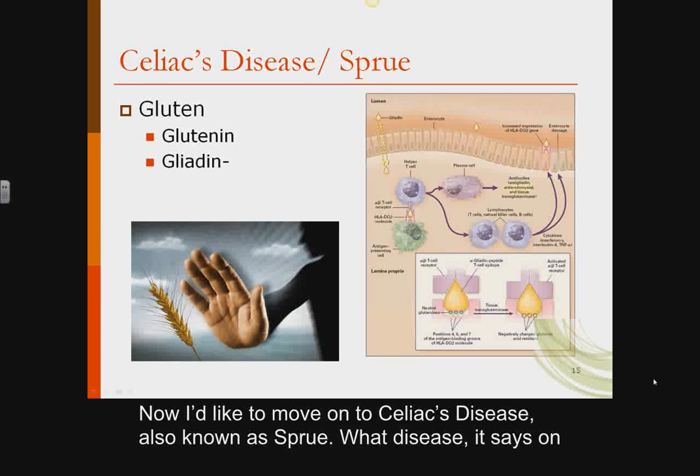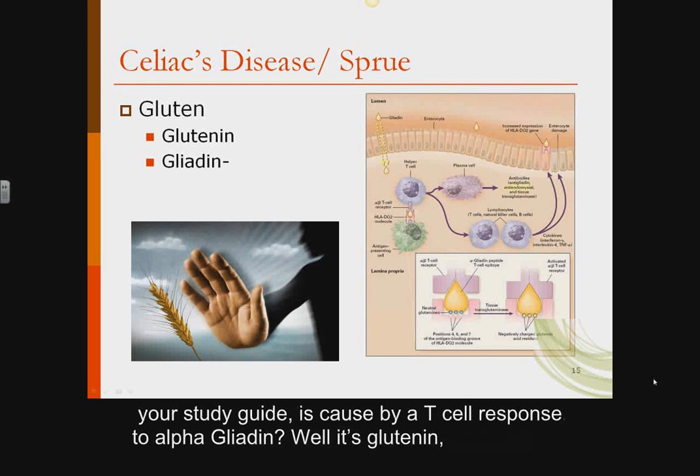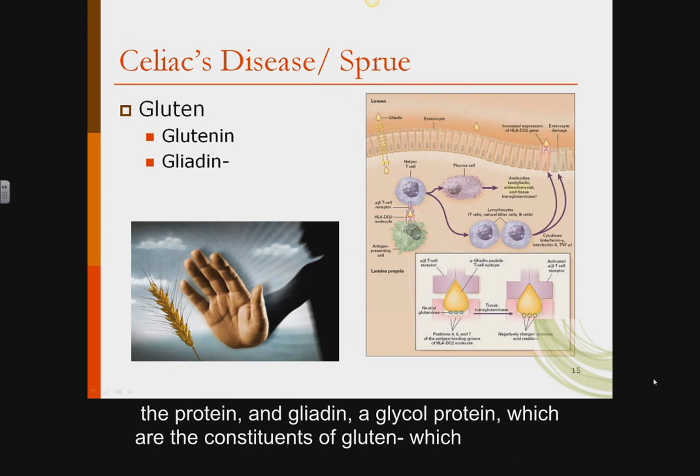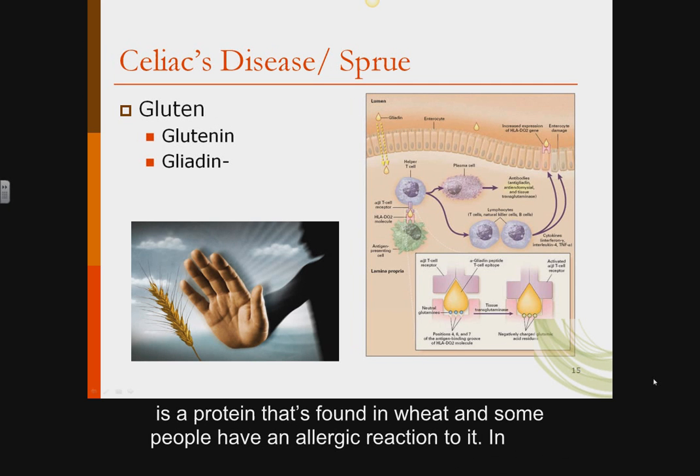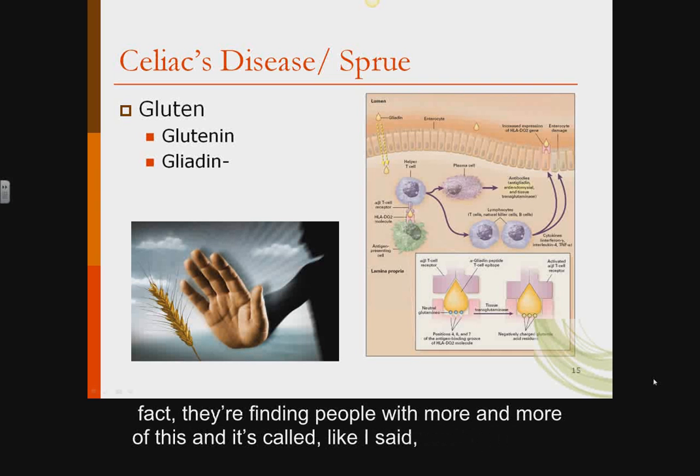Now I'd like to move on to celiac disease, also known as non-tropical sprue. What disease does your study guide say is caused by a T-cell response to alpha-gliadin? Well, it's glutenin, the protein, and gliadin, a glycoprotein, which are the constituents of gluten, a protein found in wheat, and some people have an allergic reaction to it.